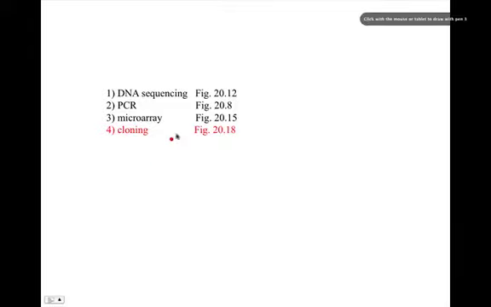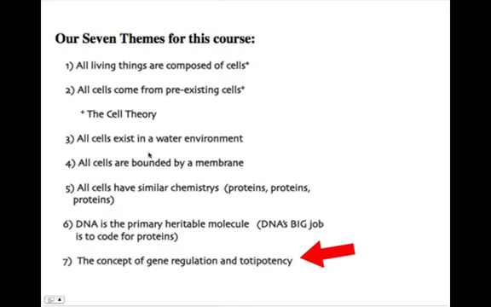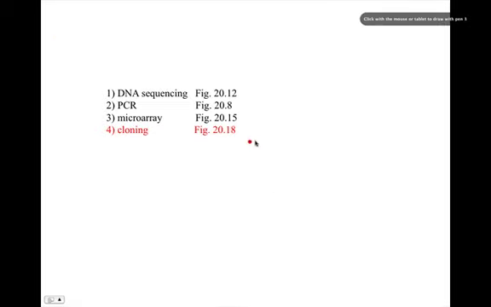Okay, here's the last figure that we're going to talk about. Again, figure in chapter 20 and then the associated text in section talking about cloning. And cloning is making an identical twin.